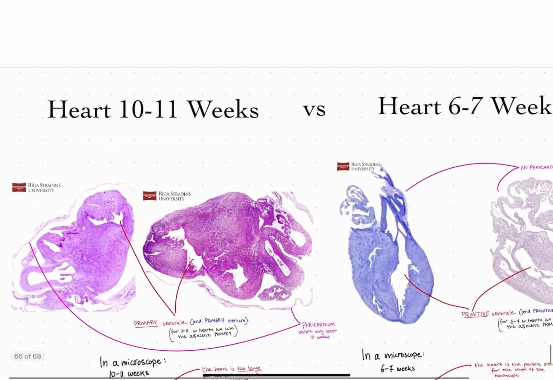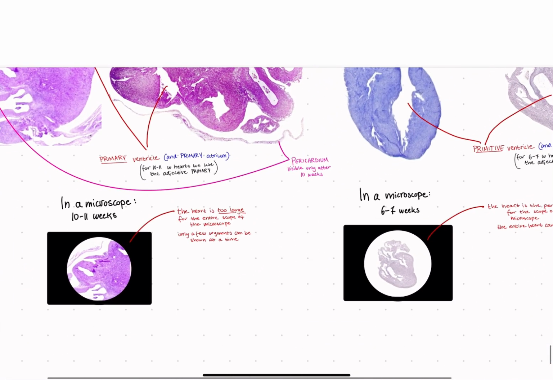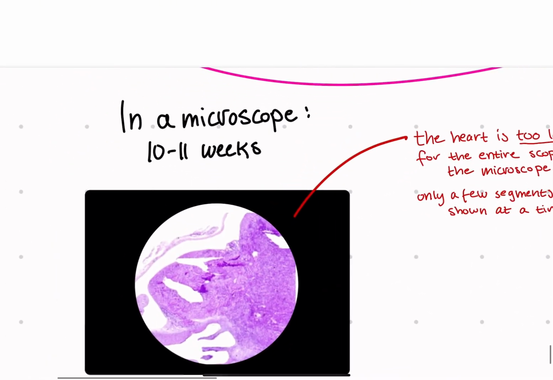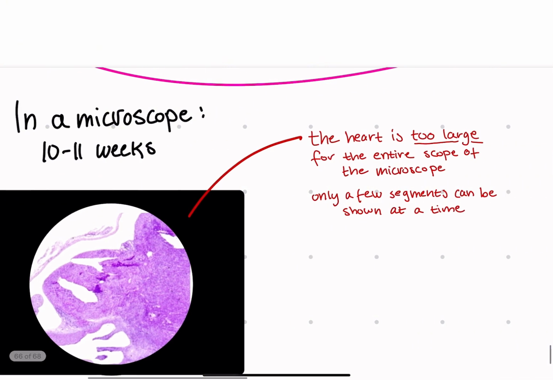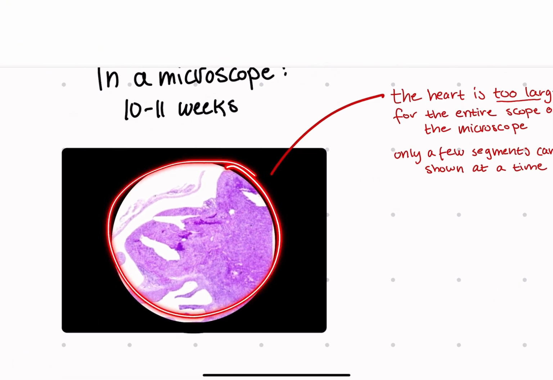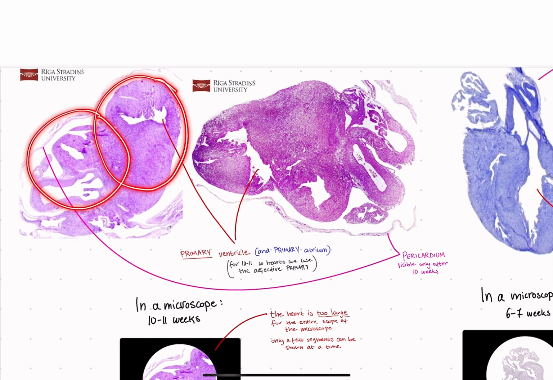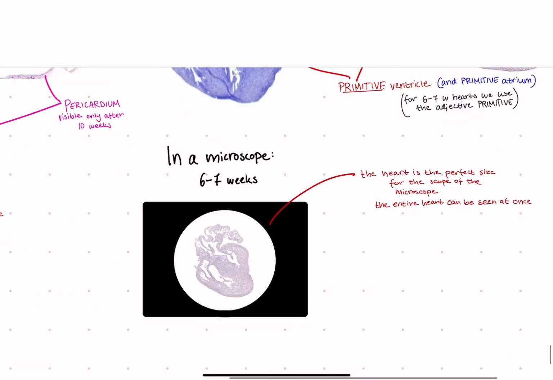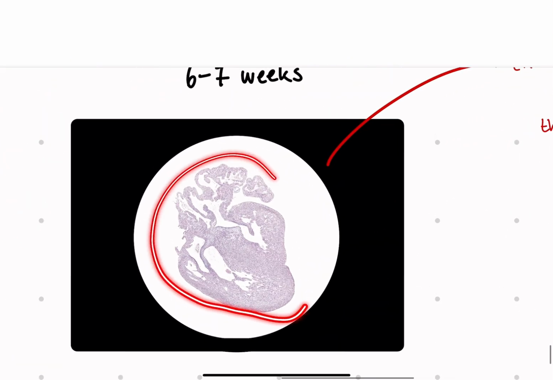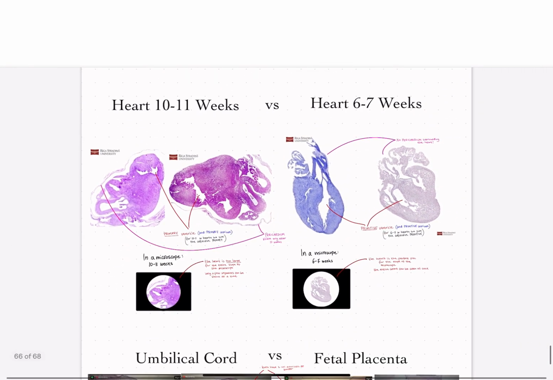The other visual difference is what they look like under a microscope. For a 10 to 11 week old heart, the heart is so developed and too large for the microscope to actually capture the entire slide. Instead, we get sections of the heart like so, maybe even half of the heart. While in a 6 to 7 week old heart, we can actually see the heart in its entirety under the microscope because it's that tiny. Those 2 are the main differences between the ages.